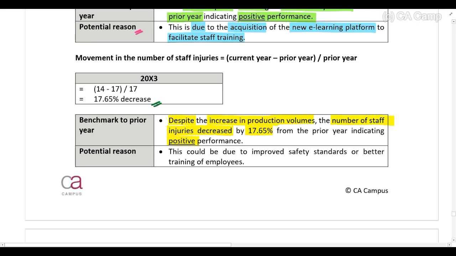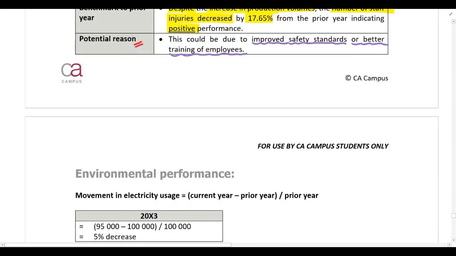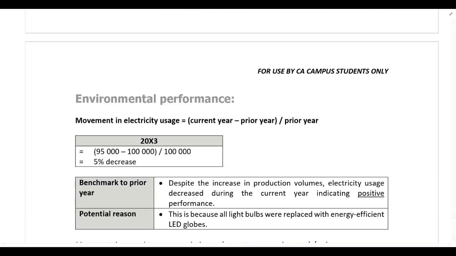Then we were not given a reason for this movement in the question. However, if the number of staff injuries is decreasing, that would indicate improved safety standards in the current financial year, or alternatively, this might be as a result of better training of employees. Then next, we are going to look at environmental performance.